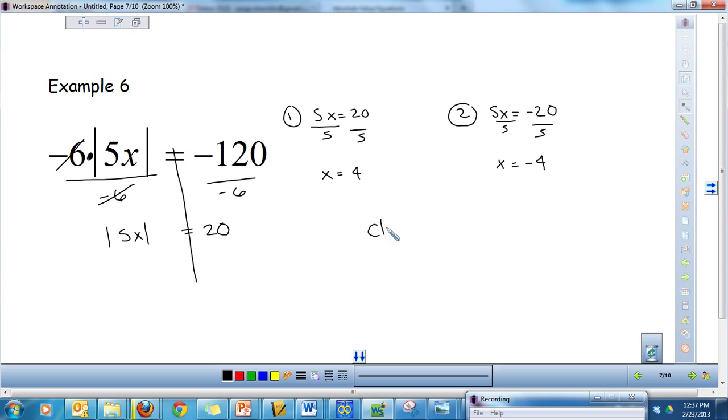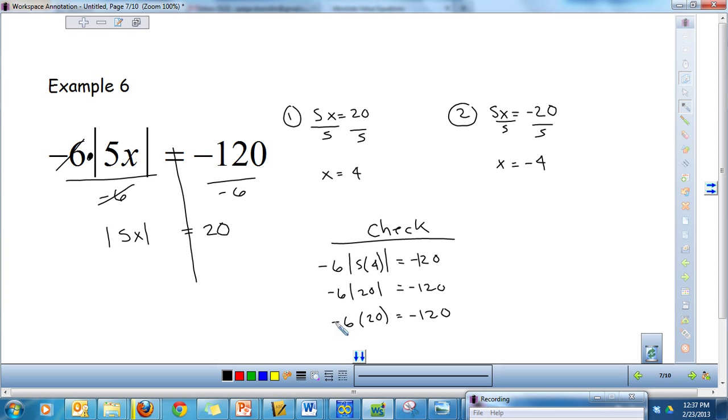Let's very quickly check our answer, make sure it's correct. Is negative 6 times the absolute value of 5 times 4 equal to negative 120? Well, 5 times 4 is 20. The absolute value of 20 is 20, so I'm going to drop the bars, but replace them with parentheses, because it's important that we remember that we're multiplying. Negative 6 times 20 is negative 120. It works.